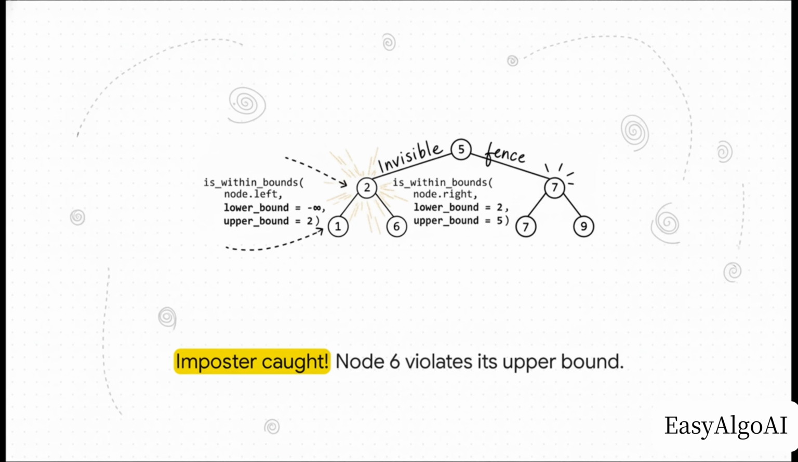Let's look really closely at node 2. It passes down its own rules to its children. Its right child, node 6, naturally gets a lower bound of 2 from its immediate parent. But critically, it inherits the upper bound of 5 all the way from its grandparent, the root node. Node 6 breaks this invisible fence because, obviously, 6 is greater than 5. The upper bound rule was set way up at the top, and the imposter is finally caught.